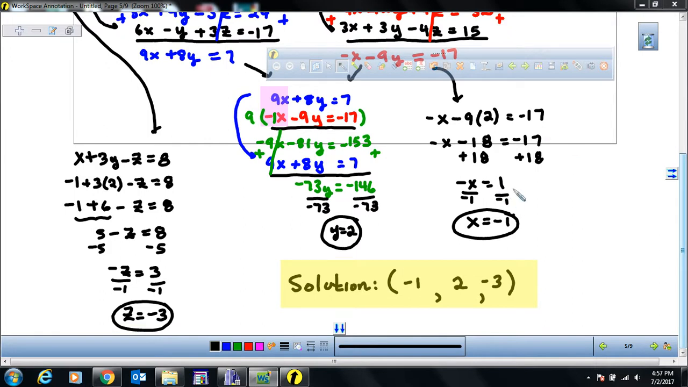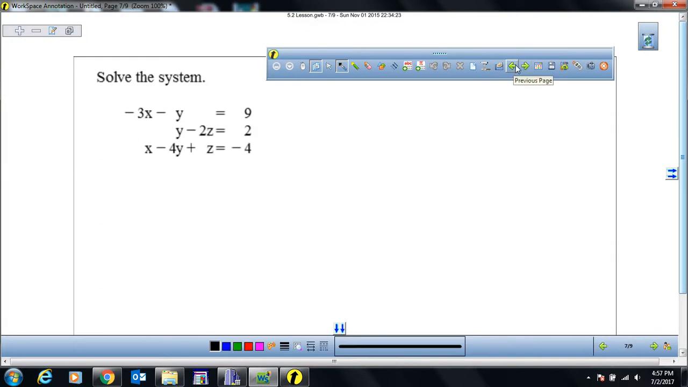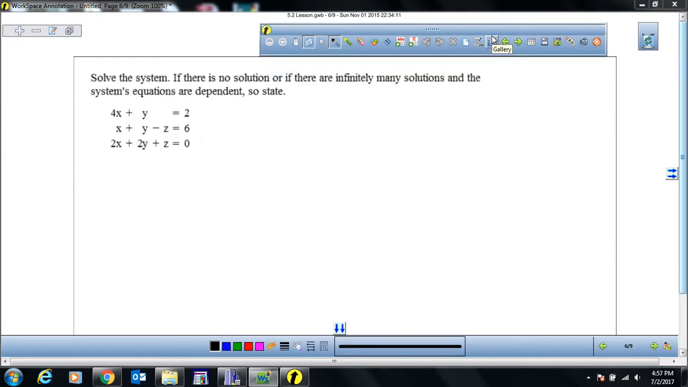Now, we're going to solve another system next. The next system that we're going to solve is going to be this one right here. Solve the system. If there is no solution or infinitely many solutions and the system's equations are dependent, so state.